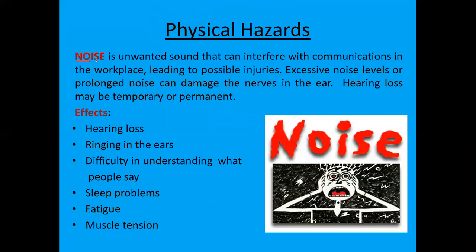Coming to the physical hazards, taking the first point, which is noise. Where does the noise come from? The noise comes from machines running, motors running, from human beings, etc. Noise is unwanted sound that can interfere with communications in the workplace, right? So in a big workplace like a factory area, the noise is unwanted sound.